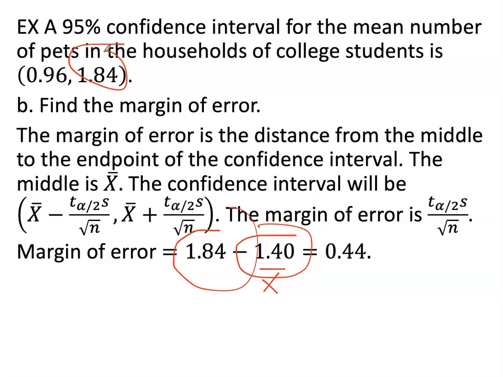So the margin of error is just going to be 1.84 minus 1.40. In other words, 0.44. Equivalently, we could have looked at the distance from 1.40 to the other end of the confidence interval, 0.96. That still would have given us 0.44. It would have given us the same answer.